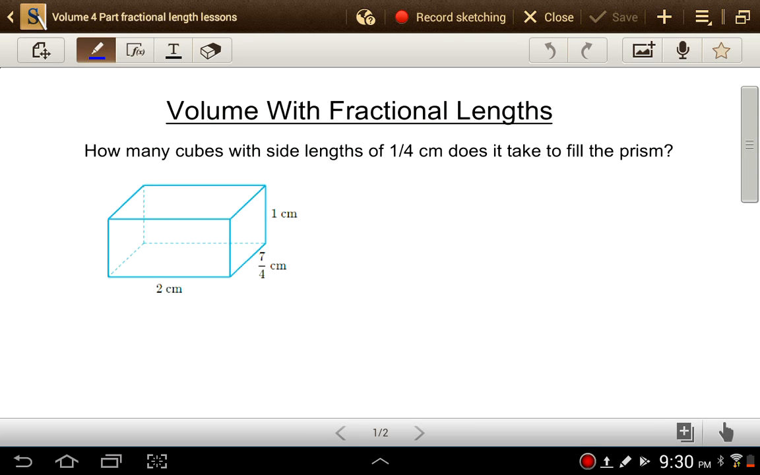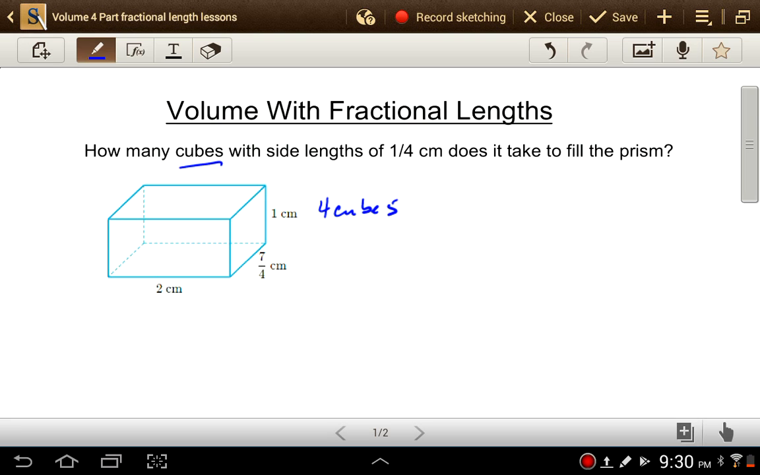So for our volume with fractional length, let's start with this. And in this question I'm asking for how many cubes with a side length of 1/4 centimeters does it take to fill the prism. Now what I would do in this example is convert to see how many cubes I could fit for each dimension. So for example, if it's a 1/4 centimeter cube, if it's 1 centimeter, that means I can fit 4 cubes on that section. And I could get that answer by doing 1 divided by 1/4.